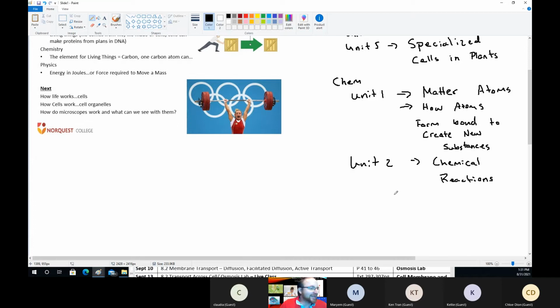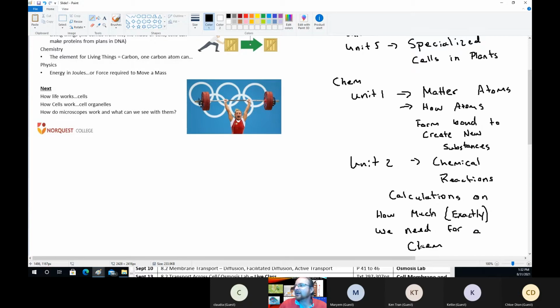Unit 2 gets more into the calculations, really preparing you for Chem 20, or if you're going to write, say, a JET exam or something. Calculations on how much exactly we need for a chemical reaction. Again, write this down with me for Chem RX, just kind of shorthand.